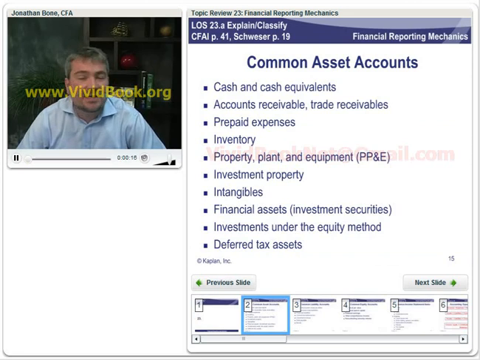Now our first definition there is cash. Well, that's obviously cash that's held in your bank account, and cash equivalents. Cash equivalents tend to be short-term debt instruments with maturities of less than 90 days, so less than 3 months. So it could be short-term T-bills, certificates of deposit, that kind of stuff.